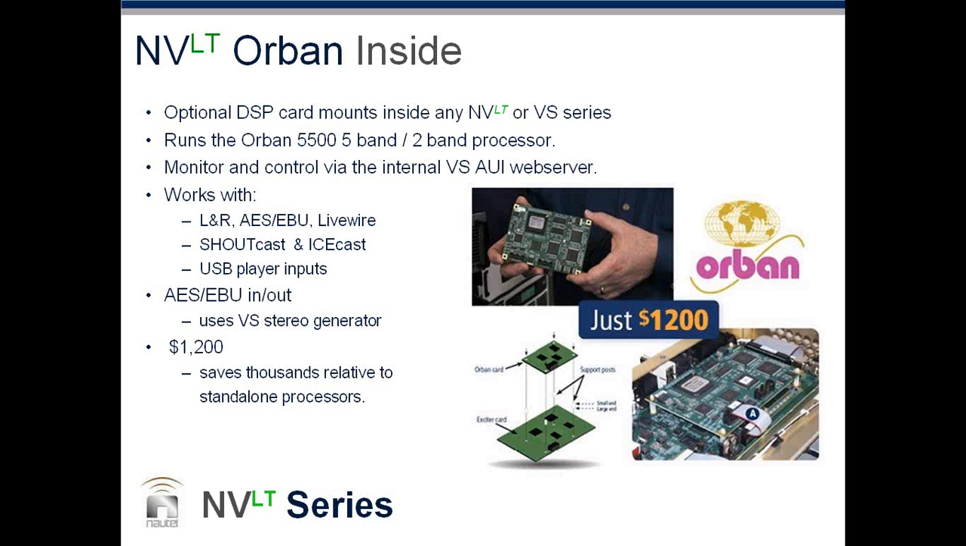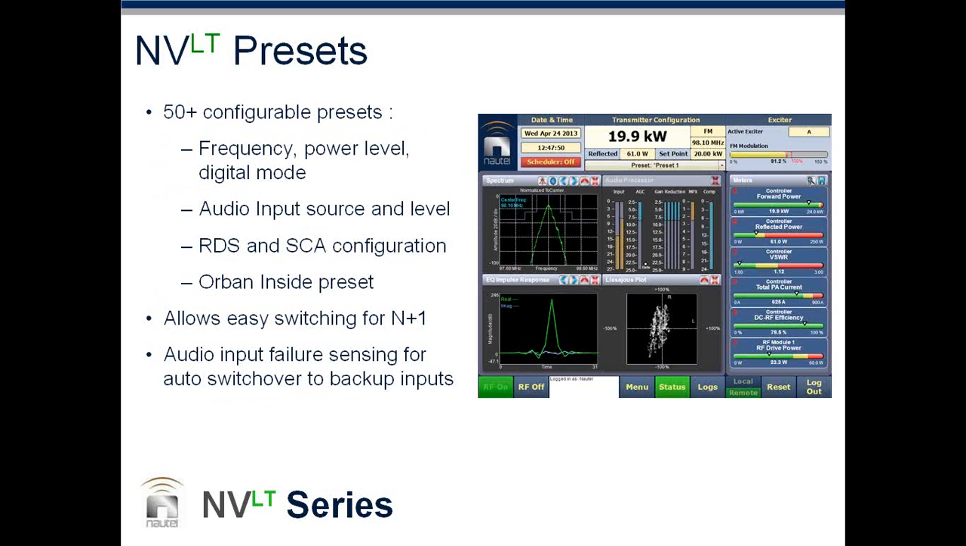Yeah. If you're going to be able to switch from AES/EBU to left and right analog to streamed audio to Livewire to playing USB files, you've got to have the audio processor inside the box. Exactly. And this is not only a much less expensive option, but you get to control it through the same GUI from wherever you are, and it has the same look and feel as the Orban 5500 series. And so we're very proud of our association with the good folks at Orban.